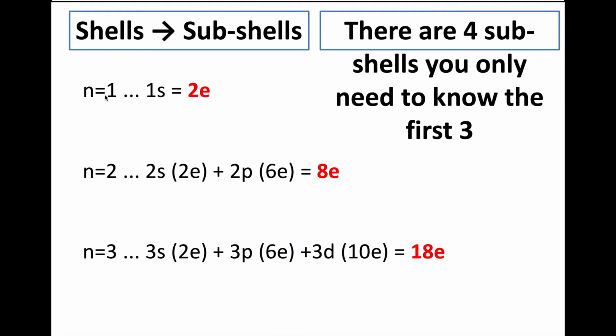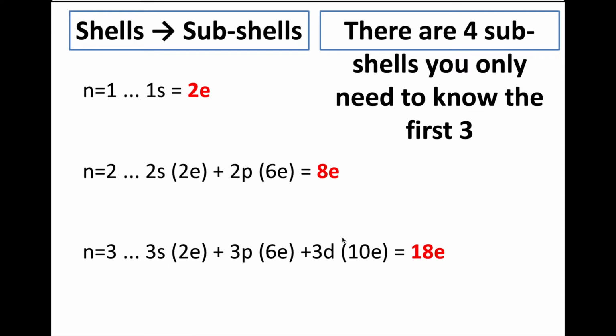So the first shell we know contains only 2 electrons, so we'll only have the subshell S orbital, and it's given the symbol 1s because it's the subshell S in the first shell. Our second shell around the nucleus can contain up to 8 electrons, and it's divided up into subshells. The 2s contains 2 electrons, and the 2p subshell contains up to 6 electrons, making 8 in all.